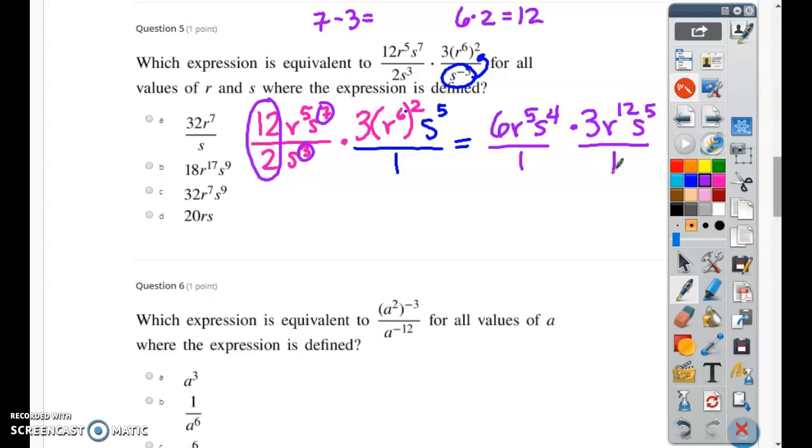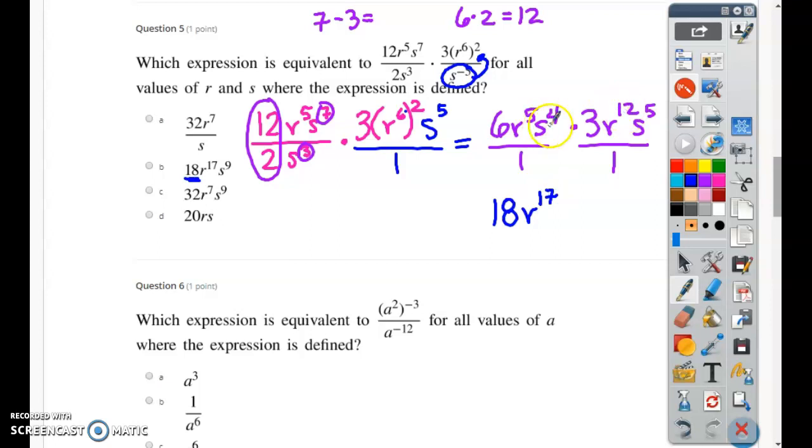Okay? Multiply 6 times 3. What's 6 times 3? 18. There's only one answer with the number 18. Okay? The r's, you add them. So I have 5 r's here and 12 r's here. How many r's total? Se suman. 17. 5 plus 12 is 17.